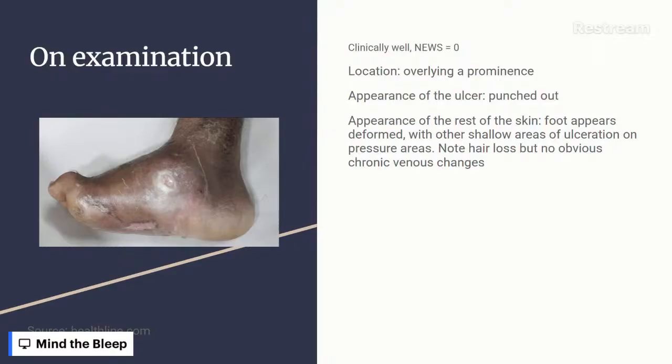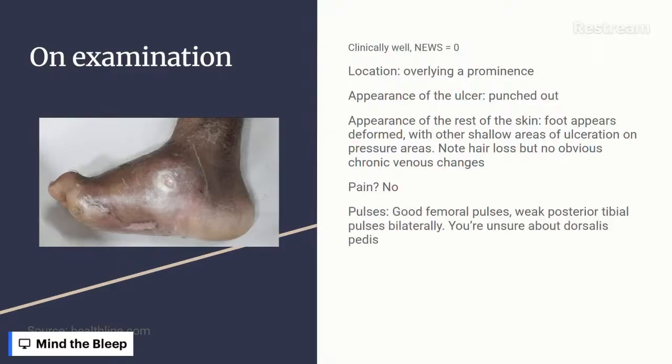There is hair loss, but there's no obvious chronic venous changes. Is there any pain? He says there isn't. And as for the pulses, they're good femoral pulses, but weak posterior tibial pulses bilaterally, and you're unsure about dorsalis pedis. Perhaps you're unable to locate it properly due to the deformity. So what's the likely diagnosis here? Well, it's Charcot's arthropathy with neuropathic pressure-related ulcer.